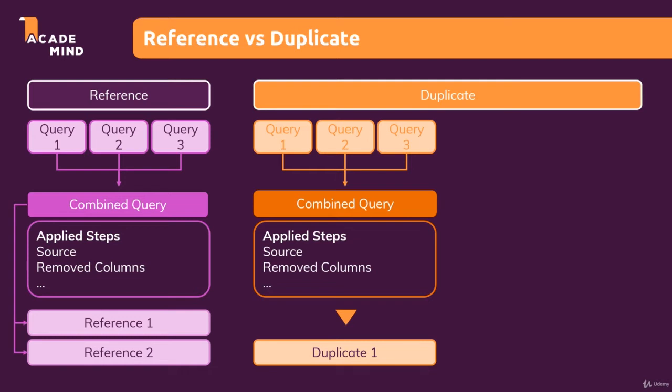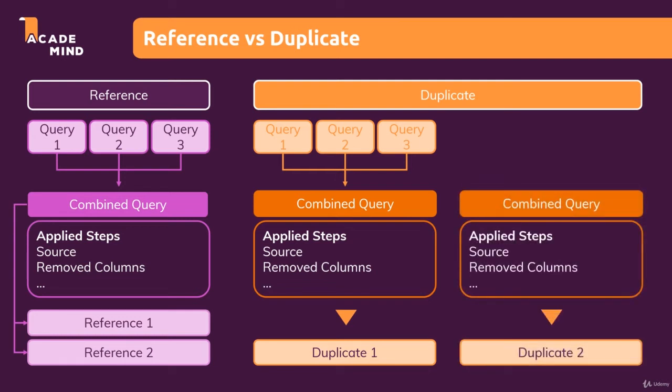And this means if you then would create another duplicate, well, this duplicate will again be a complete copy of that combined query, so it will be entirely equal to the combined query, a complete standalone query in the end. So this is the difference. A reference depends on the initial query. A duplicate is a complete copy of an existing query.